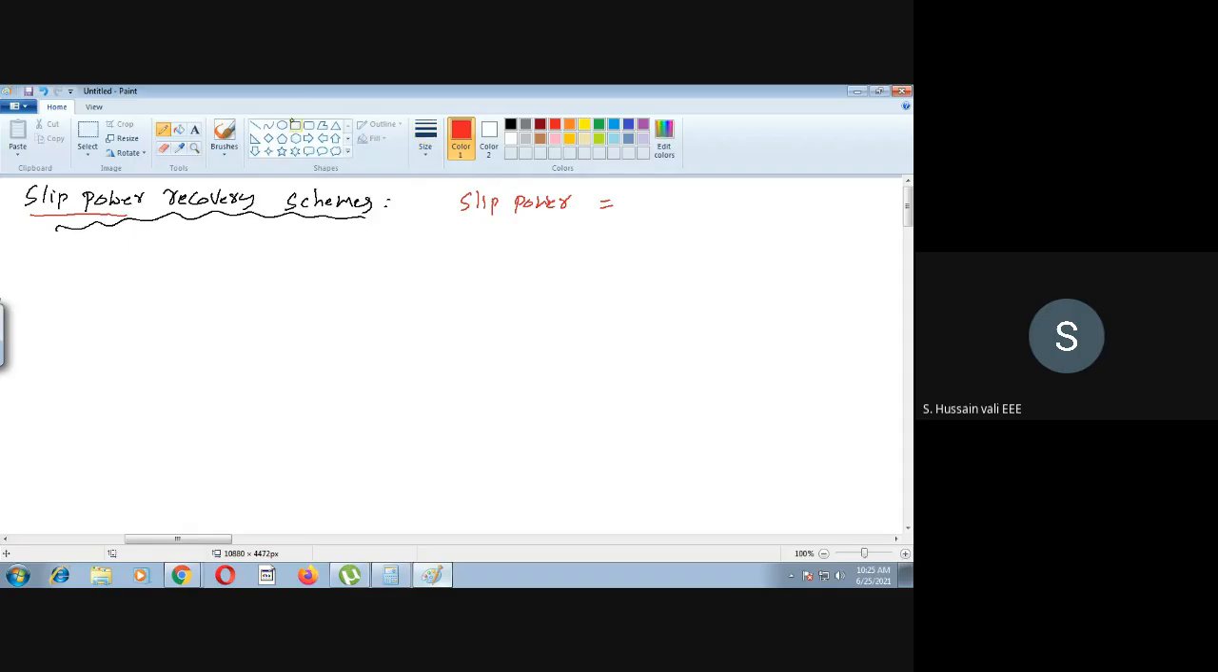So in the induction motor, you take this as the stator, and leave the rotor here. The red color one is the rotor, and this is the stator. You give the supply here to the stator. Then there is power flow, so some air gap power is there. We call that PAG. PAG is the air gap power.